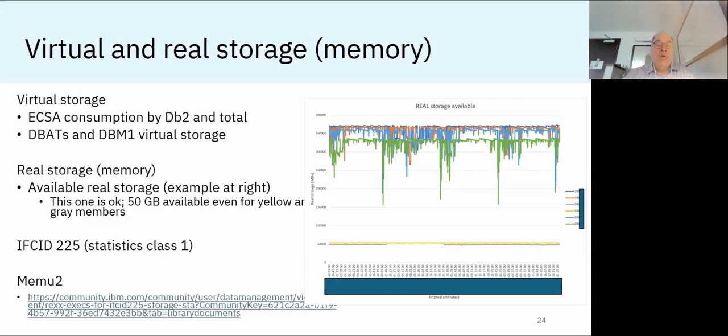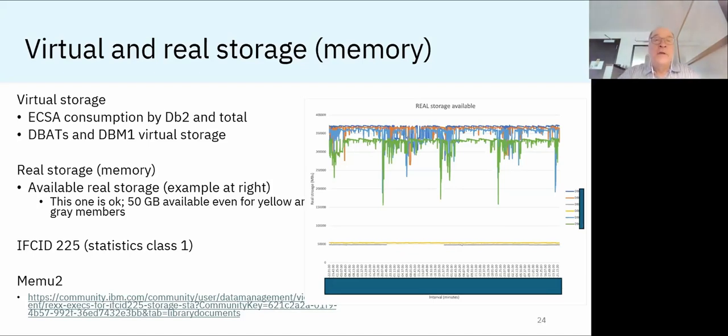And you may say, oh, well, those yellow and gray lines are really low. Do they have enough real memory? Well, the picture here is so tiny, but that's actually 50 gigabytes of real available even to the yellow and gray subsystems, which is plenty, right? We're looking to make sure that there's more real memory available than the max space defined. In other words, you'd be able to take a dump successfully.